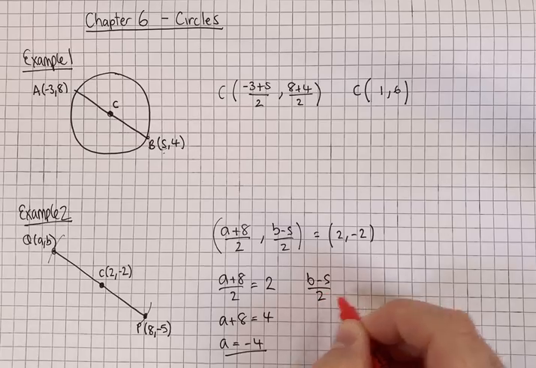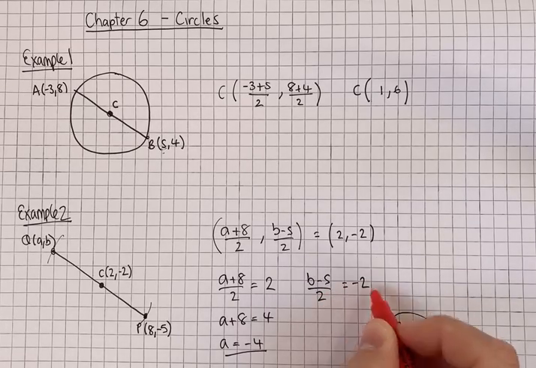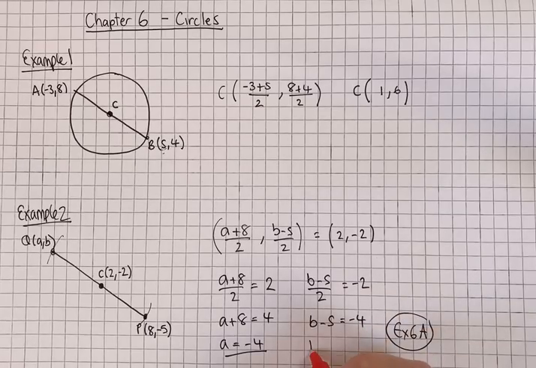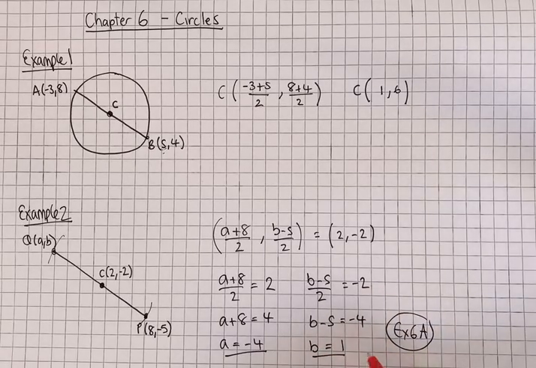Do the same for b. (b - 5) over 2 is -2. Multiply both sides by 2, we get b - 5 equals -4. Add 5, b equals 1. So a is -4 and b equals 1.